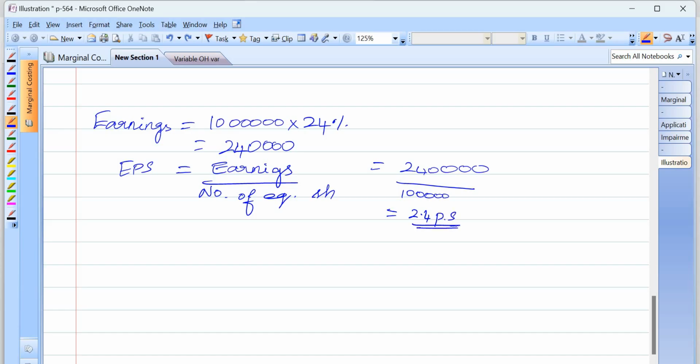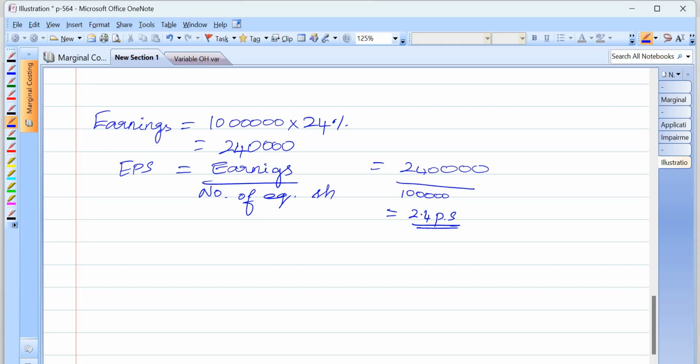So hope this is clear. How am I calculating earnings? Earnings is calculated based on return on investment. My investment in this particular problem is 10 lakhs, and 24% is my ROI. So 10 lakhs into 24%, we will be getting earnings as 2,40,000. Equity shares they have given 1 lakh. So this is fine.